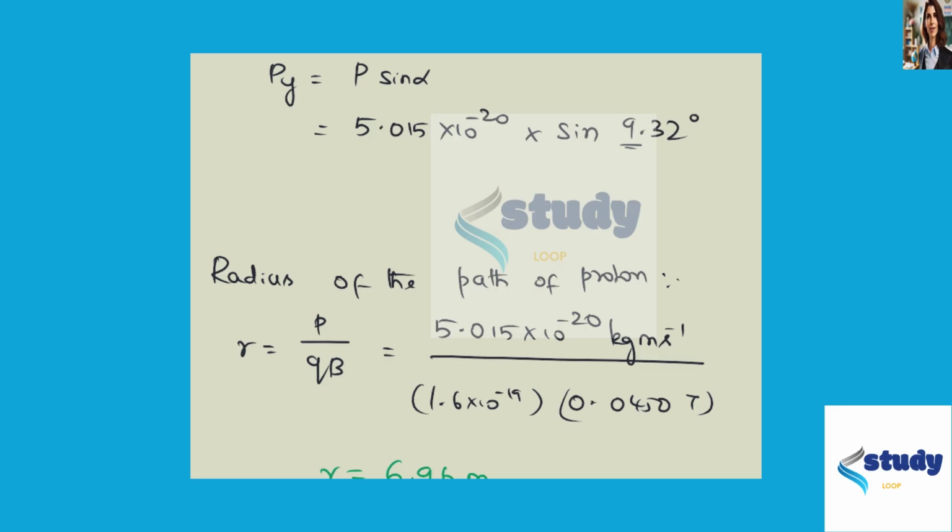On putting this, we get the y component of the momentum of the proton as Py is equal to 8.122 × 10^-21 kilogram meter per second.